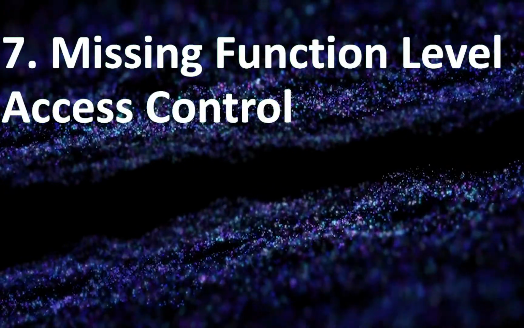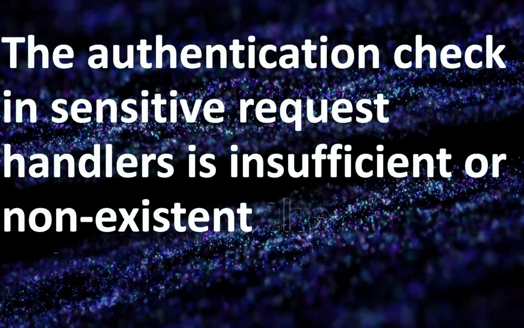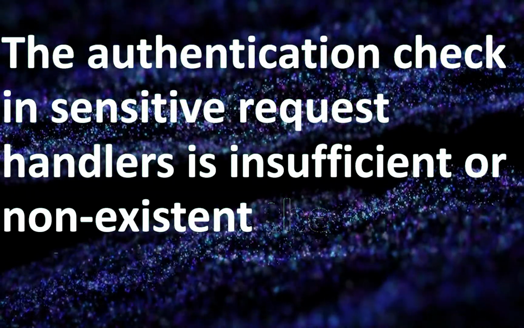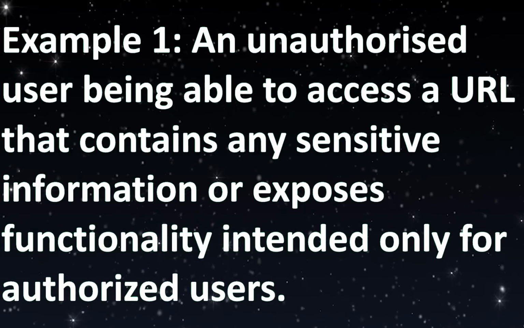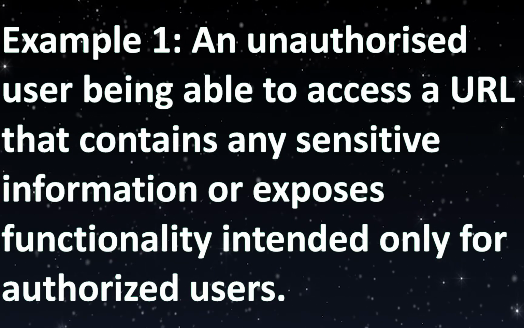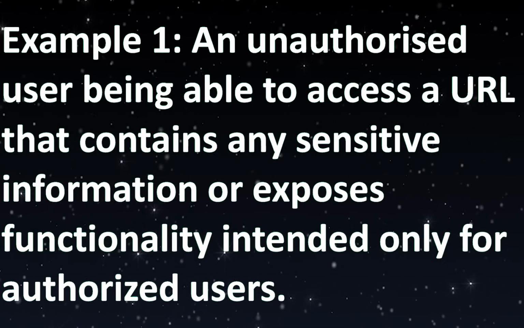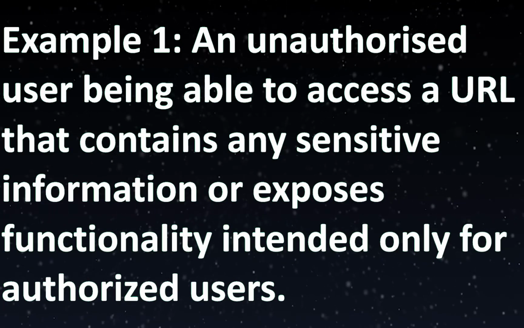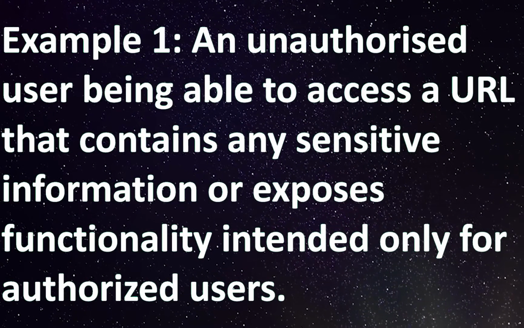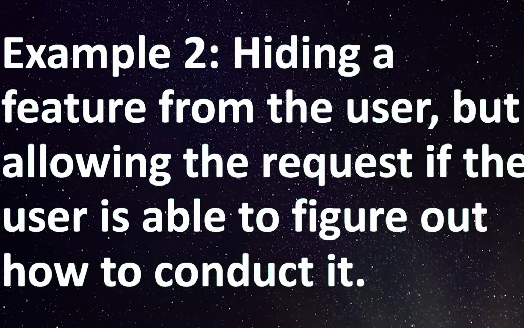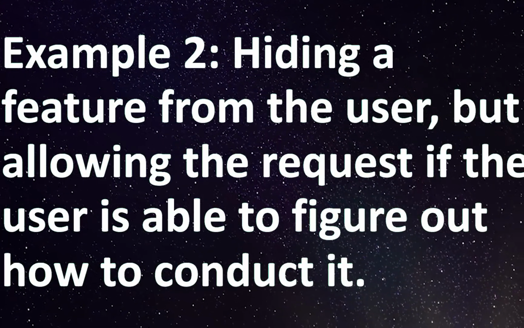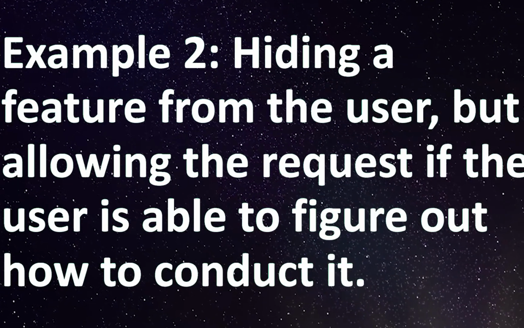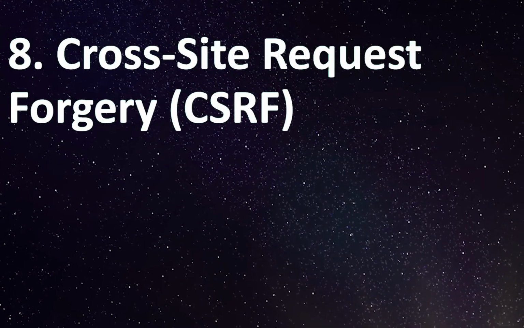Missing function-level access control. The authentication check in sensitive request handlers is insufficient or non-existent. Example 1. An unauthorized user being able to access a URL that contains any sensitive information or exposes functionality intended only for authorized users. Example 2. Hiding a feature from the user, but allowing the request if the user is able to figure out how to conduct it.